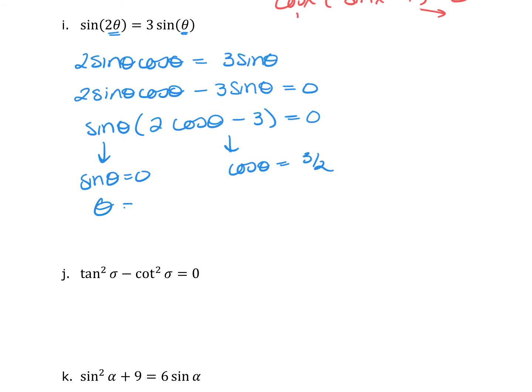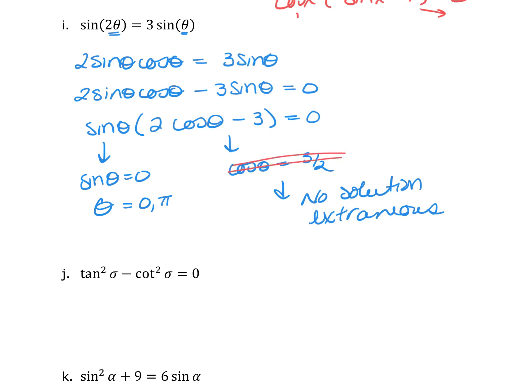This tells me that theta is equal to 0 and pi. And this tells me that there is no solution for this part. This is extraneous, because you can't have the cosine of an angle be larger than 1 or less than negative 1. So even though we got an answer, sort of, we don't get an answer. The only solutions are these.